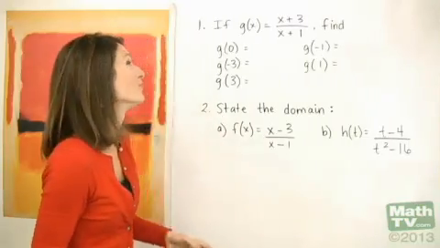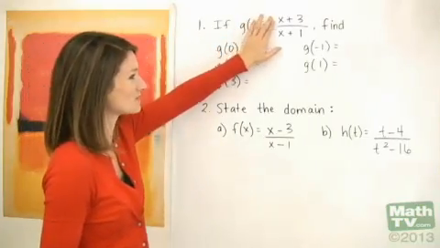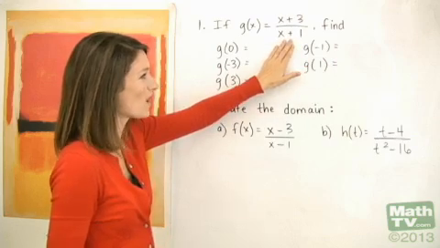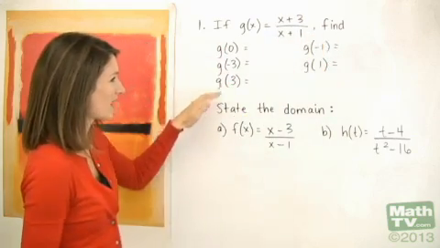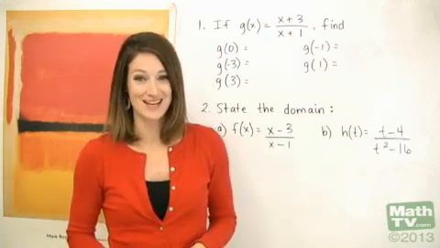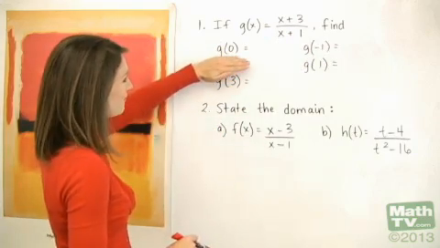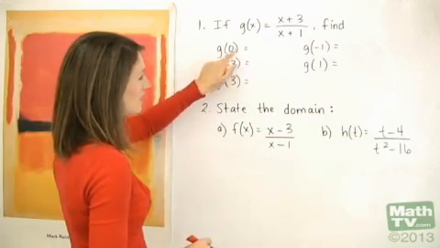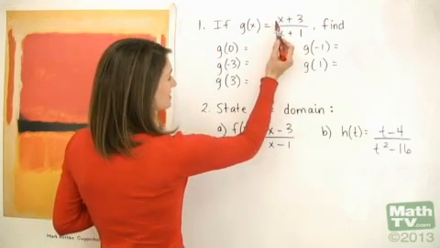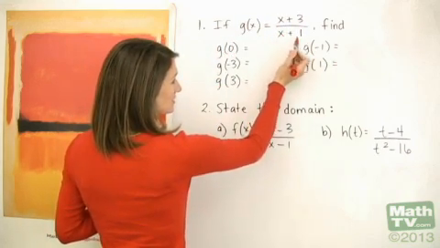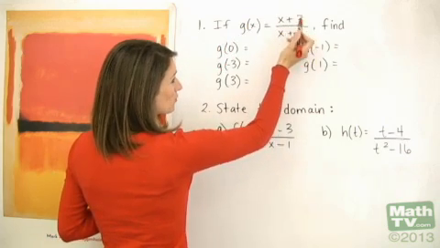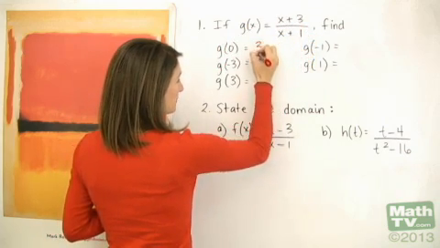For our first problem, we're asked if g of x equals x plus 3 over x plus 1, we need to find the value given these values for x. So let's jump right in and find g of 0. We plug in 0 for x, and we get 0 plus 3 is 3, and 0 plus 1 is 1. So 3 over 1 is 3.